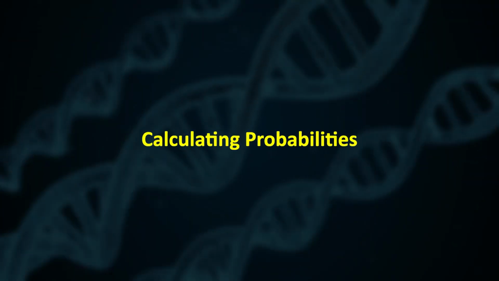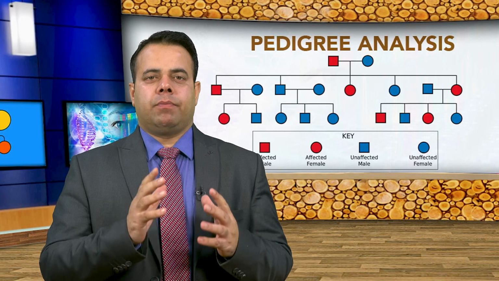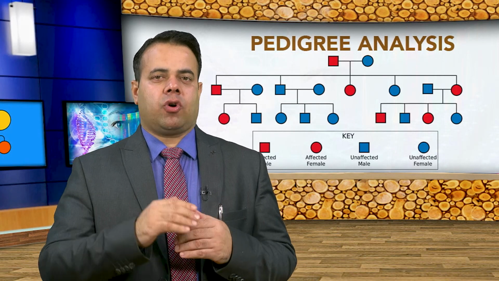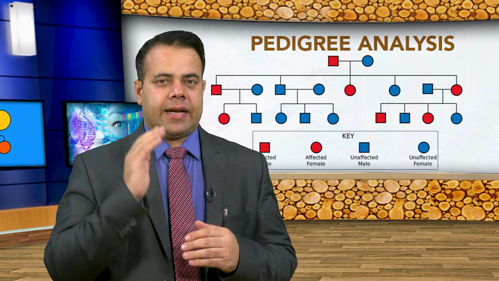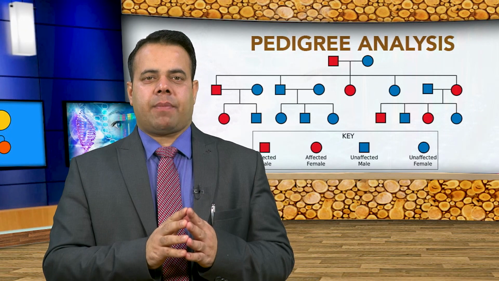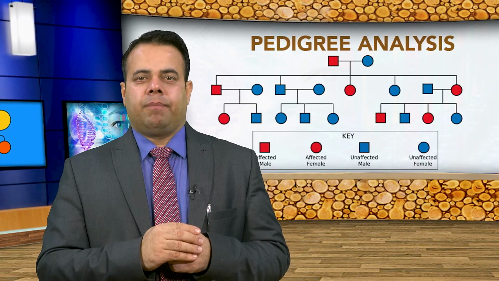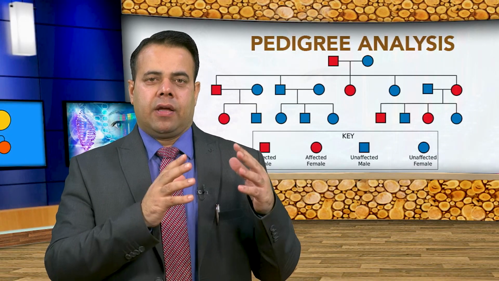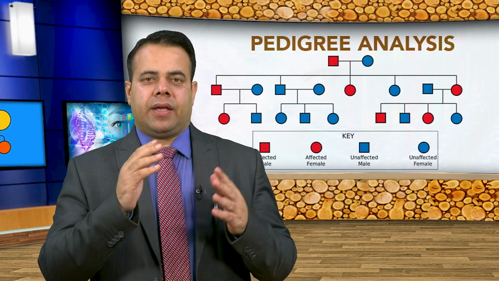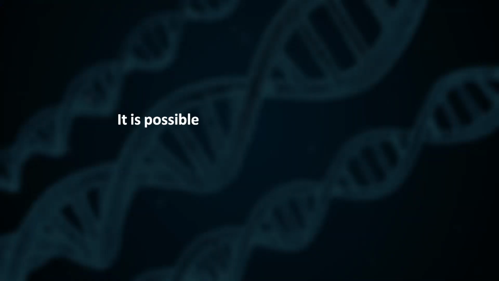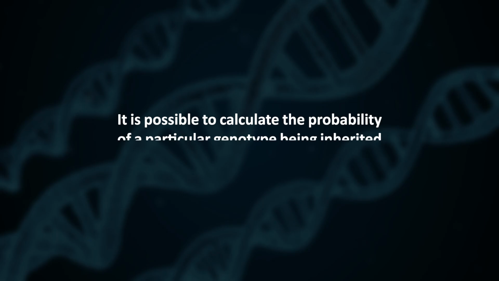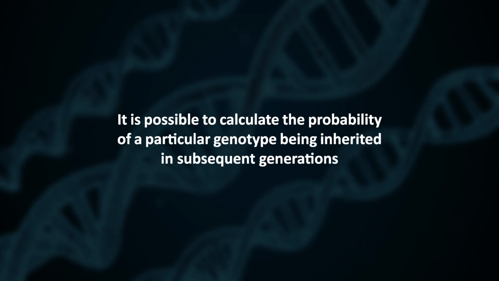Dear students, let's now discuss calculating probabilities. Once the mode of inheritance of a disease, trait or character is identified, some inferences about the genotype of individuals in a pedigree can be made based on their phenotypes and where they appear in the family tree. Given these genotypes, it is possible to calculate the probability of a particular genotype being inherited in subsequent generations.